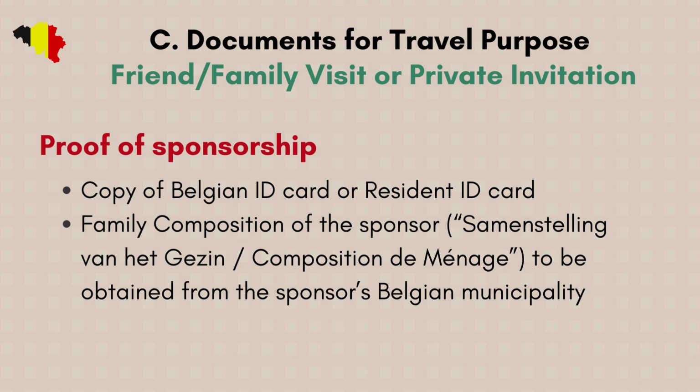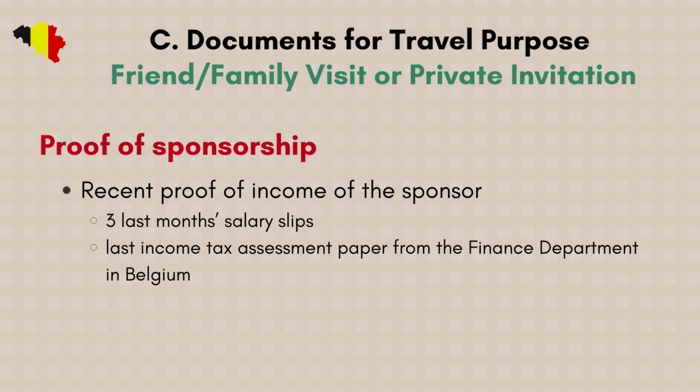For the proof of sponsorship as well, you would need a copy of the Belgian ID card/passport or residence ID card, as well as the family composition of the sponsor, and proof of the recent 3 months income of the sponsor. It could also be the last income tax assessment from the finance department in Belgium. So those are for the proof of sponsorship. Again, you can watch the video.